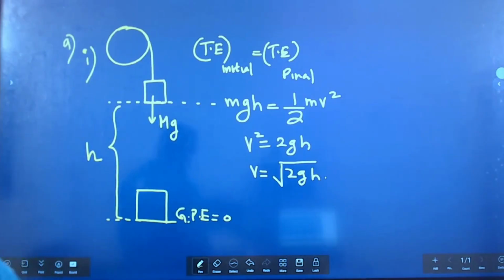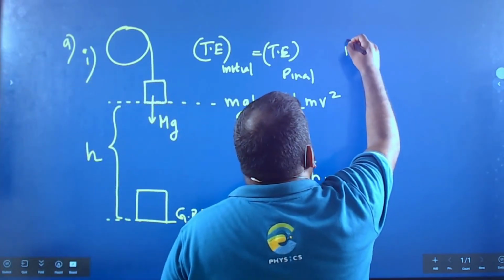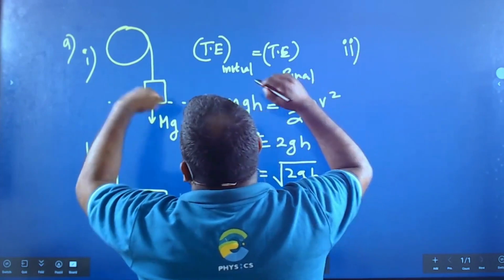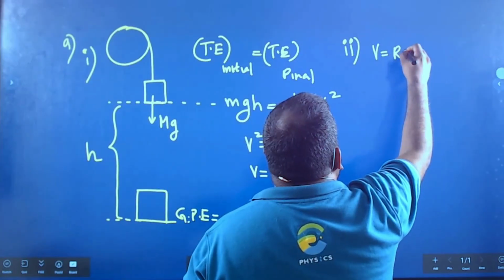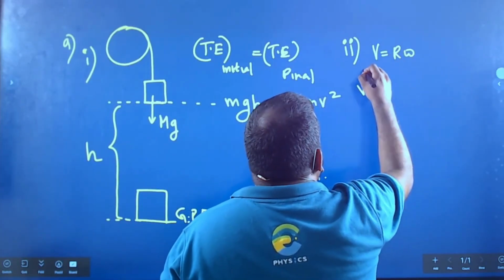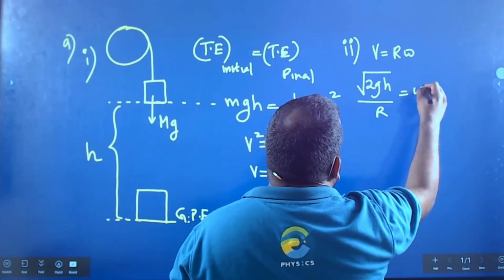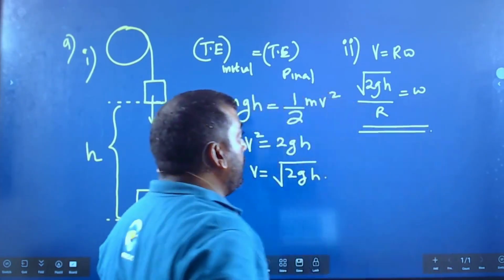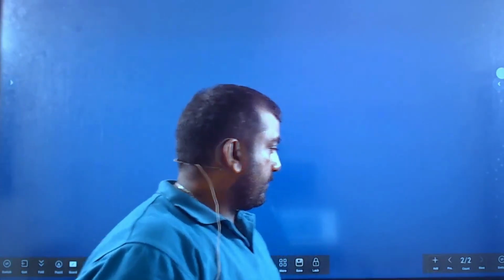Then they are asking you A Roman 2. If you turn back and look, what is the angular velocity? So there is a tangential velocity, no? So once you rotate, there will be angular velocity. v equals r omega. Square root of 2gh divided by r is your omega, the angular velocity.